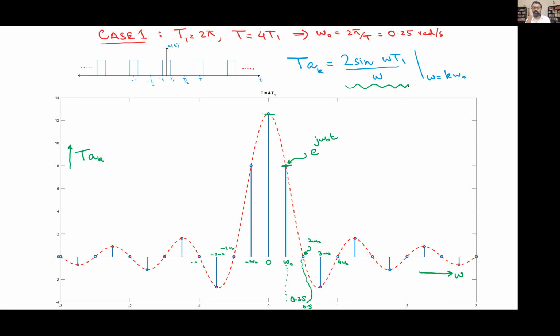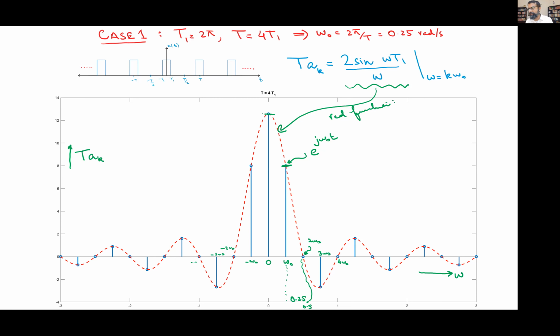I have sampled this function equally, and this function is actually the red function here. It is sampled at omega naught, at 2 omega naught, at 3 omega naught, and so forth. I have those samples, and the samples tell me the contribution of those frequencies. Now, what happens?